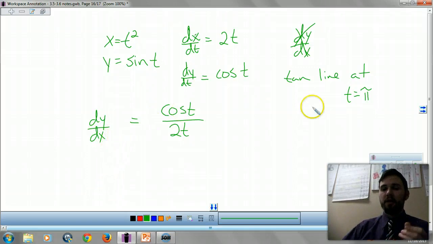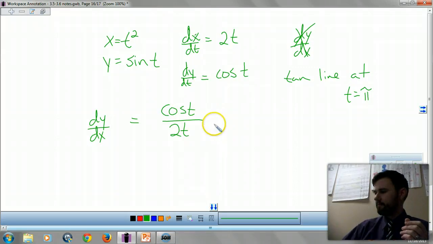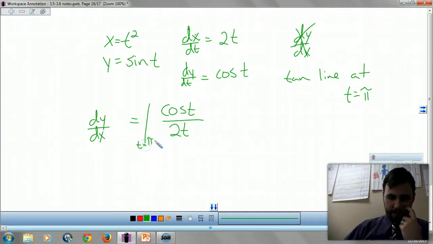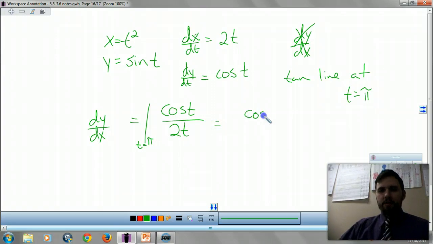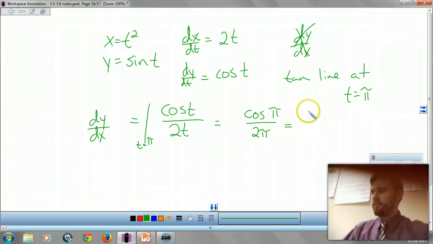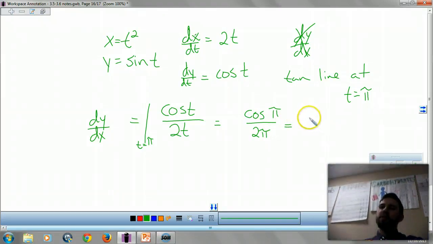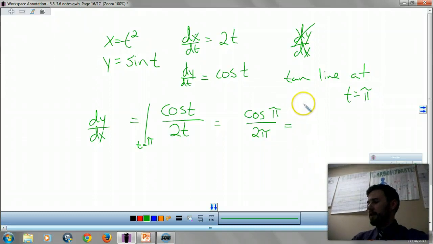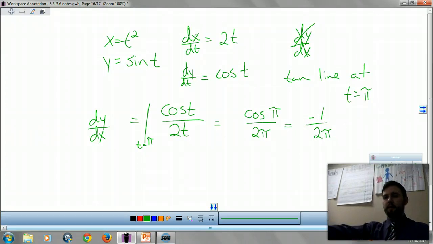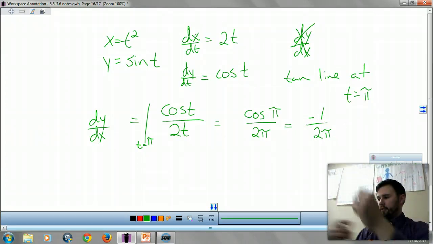Now I plug in pi. So I get cosine of pi all over 2 pi. Cosine of pi, please someone tell me out there you know how to do it. With your unit circle, cosine is your x coordinate, and at pi you are at -1, right? So there you go, -1 over 2 pi is your slope.